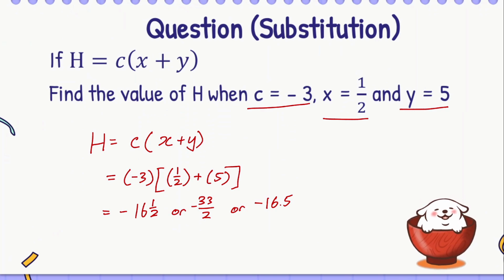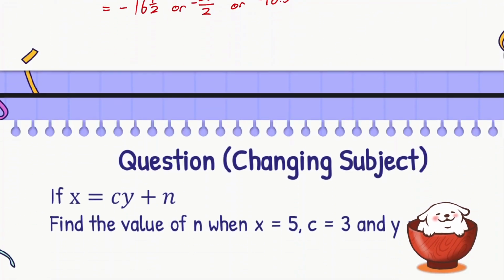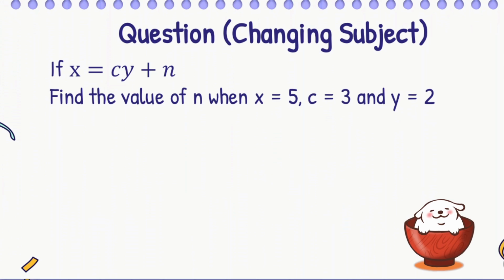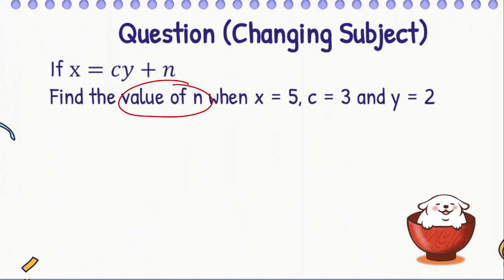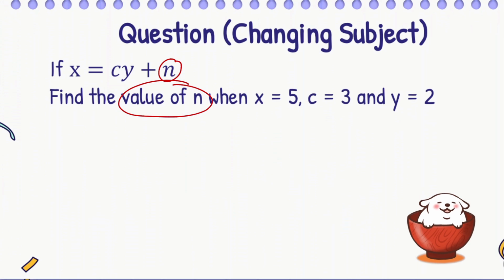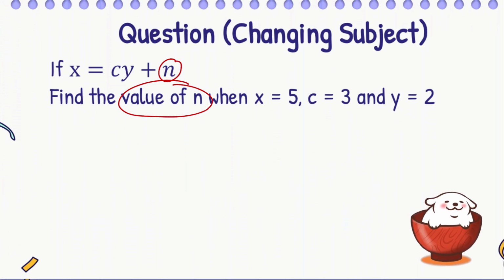On top of substitution, there's also a higher level question where we have to change the subject of an equation. So we have x equals cy plus n. Now notice that the question is now asking you for the value of n instead of the value of x. Where is n? n is over here. So you notice now we have a problem. We cannot just substitute in. There must be some movement of the equation.